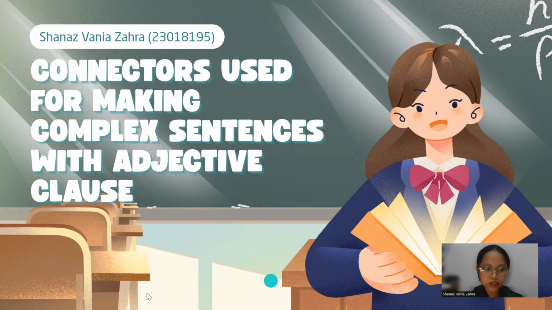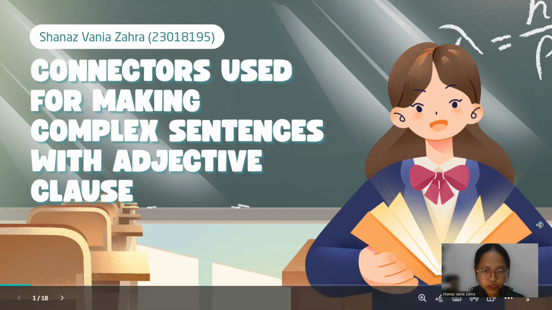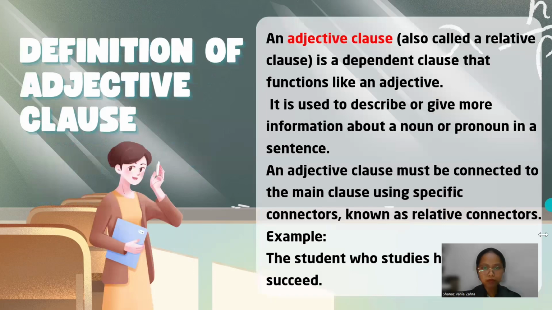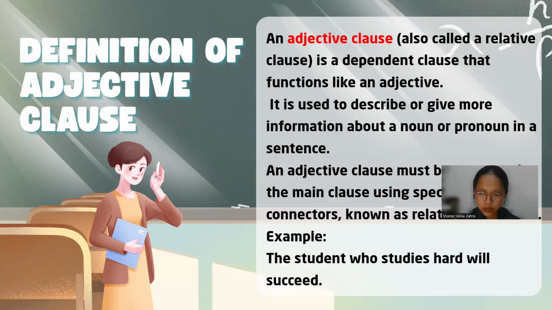Okay, the first one, let's look at the definition of an adjective clause. An adjective clause, also called a relative clause, is a dependent clause that functions like an adjective. It is used to describe or give more information about a noun or pronoun in a sentence. An adjective clause must be connected to the main clause using specific connectors, known as relative connectors. Example: the student who studies hard will succeed.